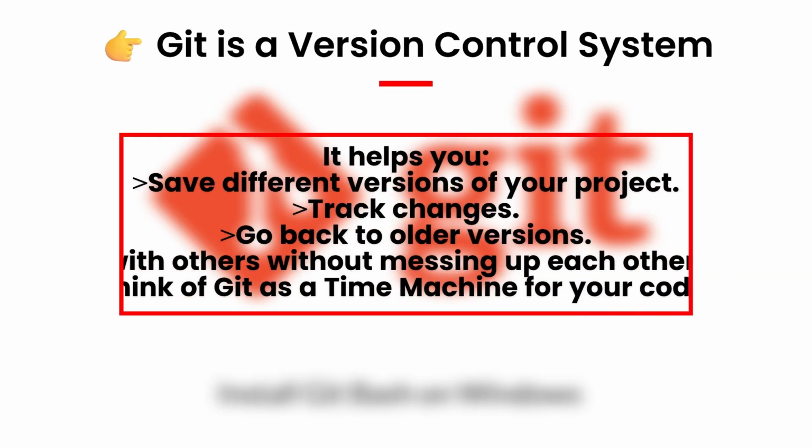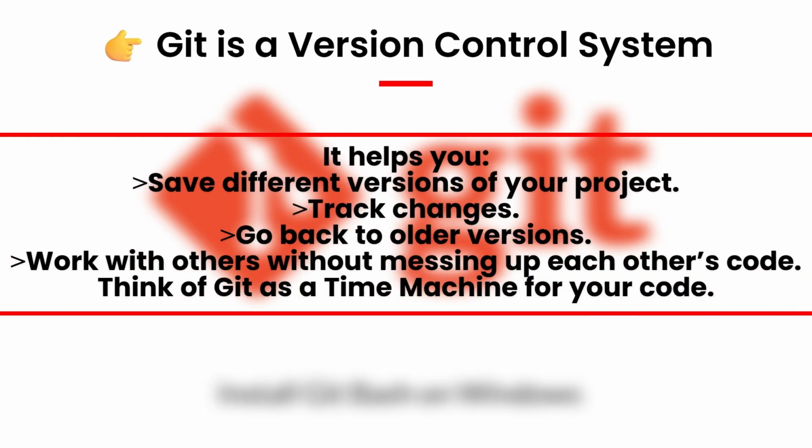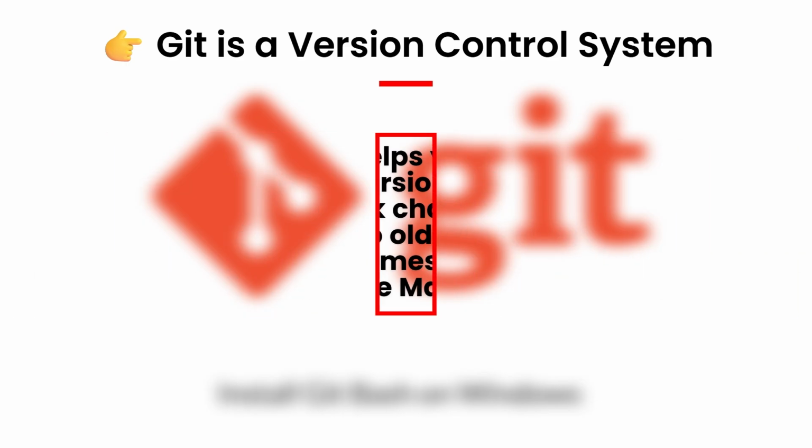Git is a version control system. It helps you save different versions of your project, track changes, go back to older versions, and work with others without messing up each other's code. Think of Git as a time machine for your code.